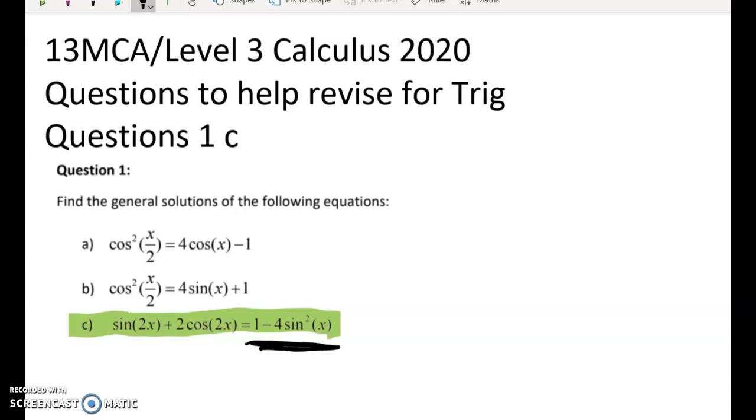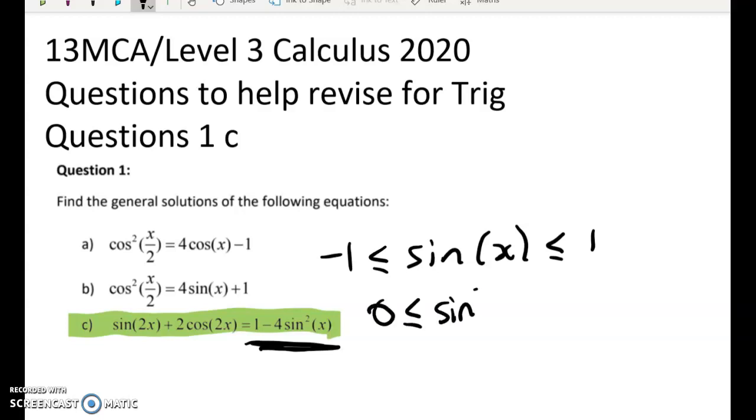Well, 1 minus 4 sine squared x. Let's think about sine squared of x. Well, sine of x goes between 1 and negative 1. So sine squared of x is between 0 and 1. So that means that 1 minus 4 of that will go between which two numbers? Well, at the biggest it's going to be 1, and at the smallest it's going to be negative 3.